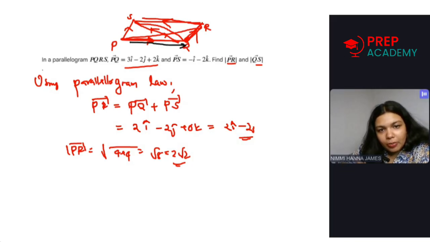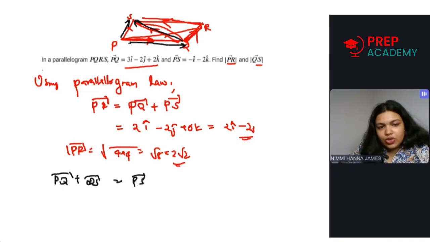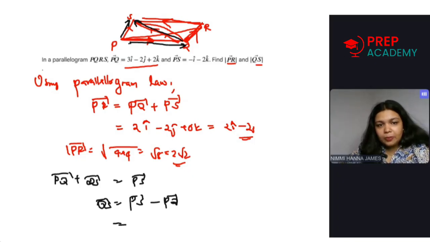See, PQ plus QS is equal to PS. From this image, I reached P to Q and then Q to S, or directly P to S. So PQ plus QS is equal to PS. So from that, what is QS? It is PS minus PQ. So PS is minus 1 minus 2k and PQ is this. So we subtract it.